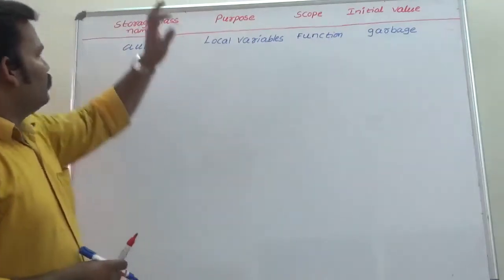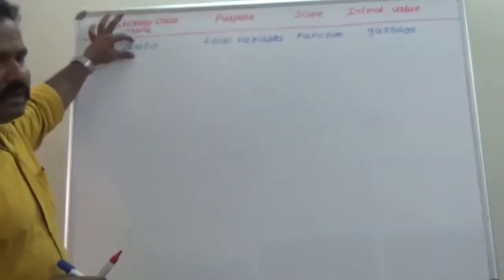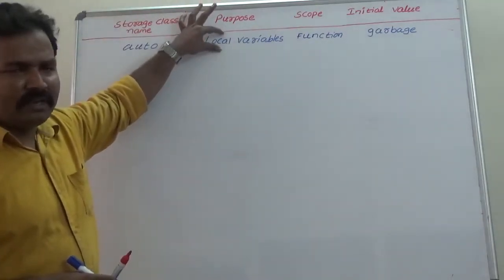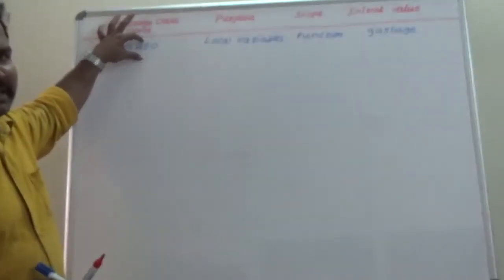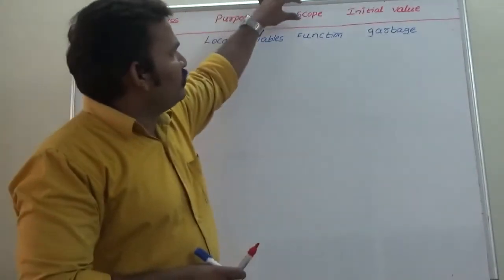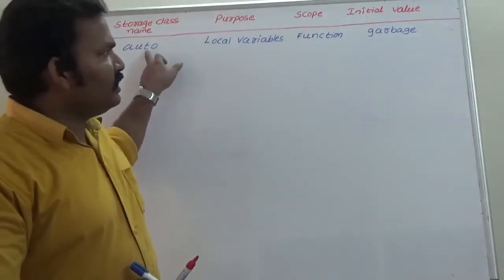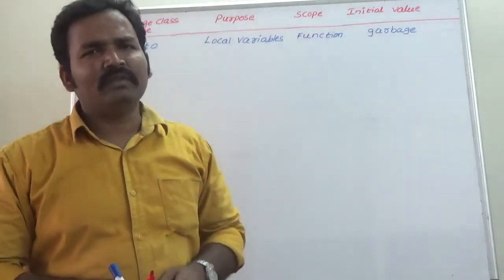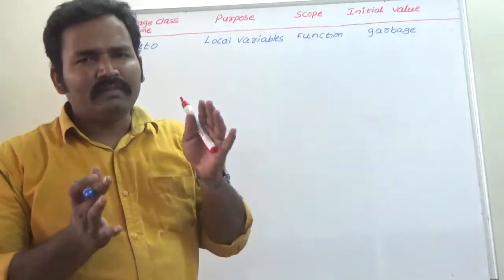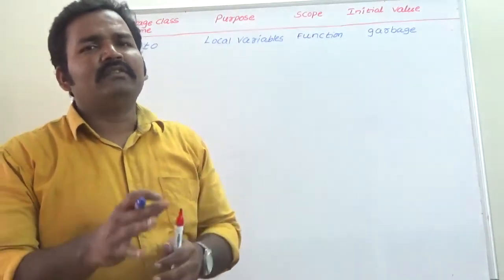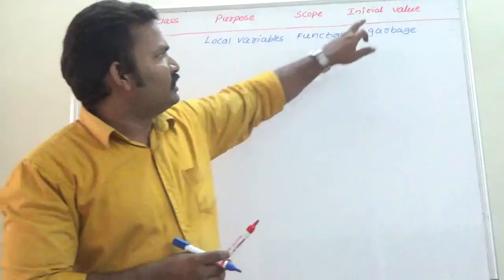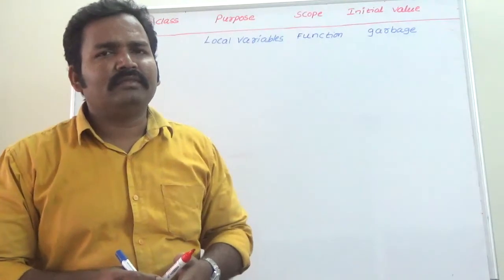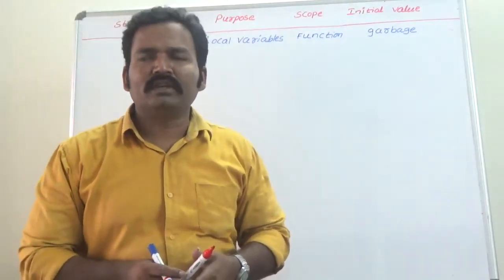So, clear, the first storage class here is auto. Auto storage class is used for local variables, and this is the default storage class. Next, the scope of auto variables is limited to the function only, so auto variables can be accessed only within the function in which they are declared. Next, initial value: when no data is given to auto variables, they are automatically initialized to garbage value.